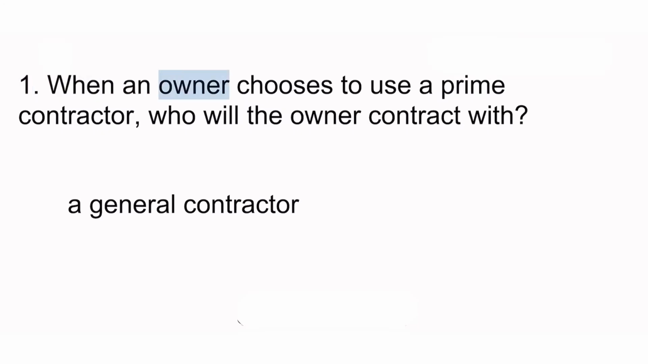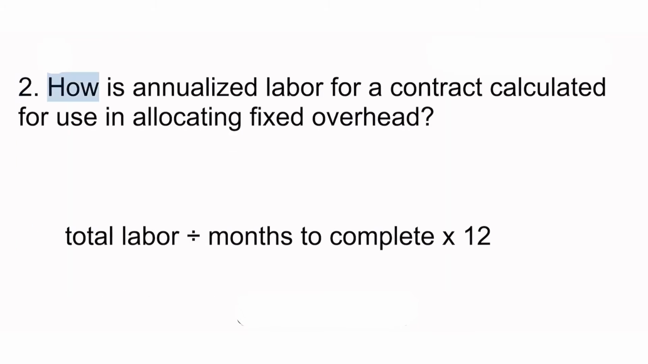1. When an owner chooses to use a prime contractor, who will the owner contract with? A general contractor. 2. How is annualized labor for a contract calculated for use in allocating fixed overhead? Total labor divided by months to complete x 12.